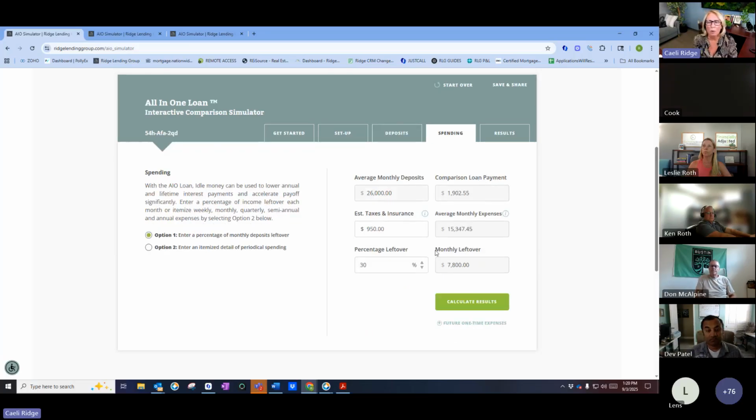Okay. Ron and Jen, there's their $26,000. There's their $1,902.55. The taxes and insurance on this property are $950 a month. Their monthly expenses of this $26,000 are $15,347. These individuals are able to set aside $7,800 of their monthly deposits. That's their residual income, their discretionary income, their monthly savings. Those are both just fancy ways of saying that's their cash flow monthly. That's what they have left over after everything goes back out the door on average.